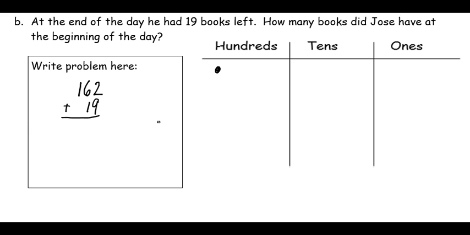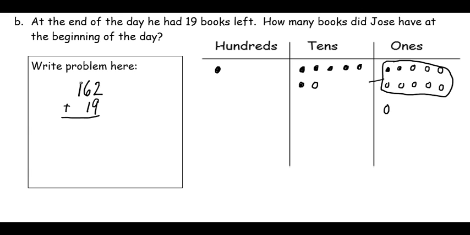162 is 100, 6 tens, and 2 ones. To that we'll add 19. That's one group of 10 and 9 ones. I have a group of 10 ones that I can bundle and move over as 10. Now we'll show that in the vertical format.